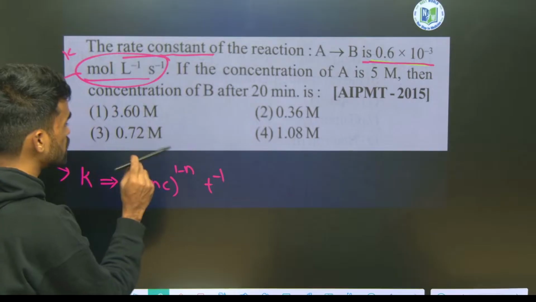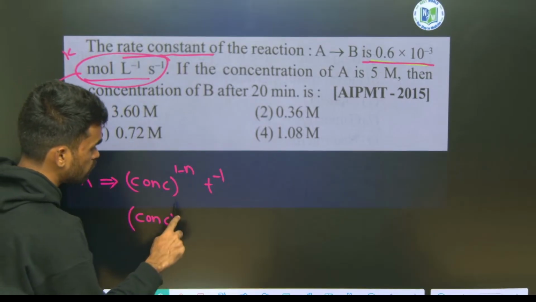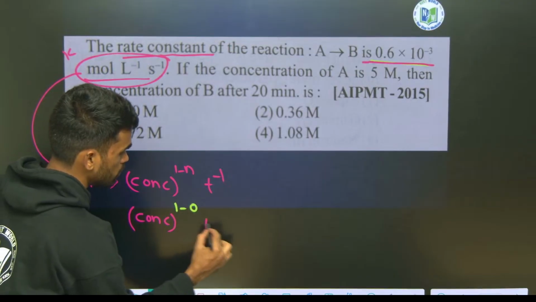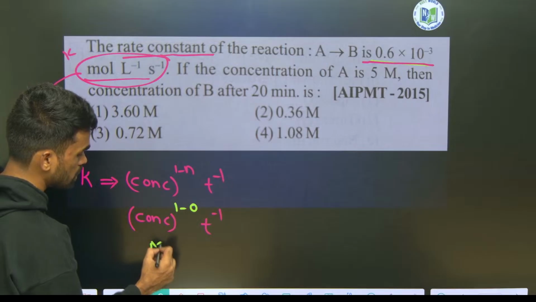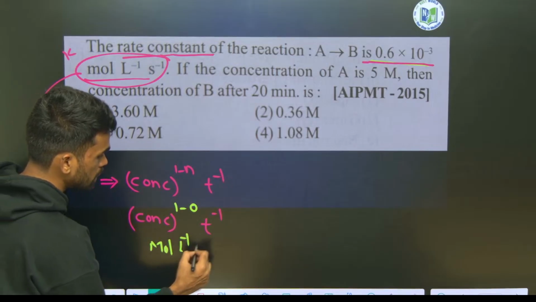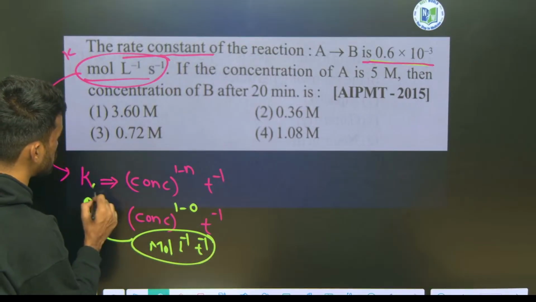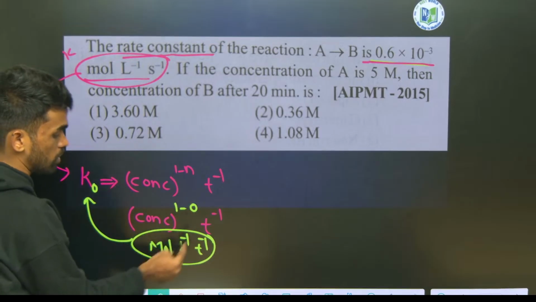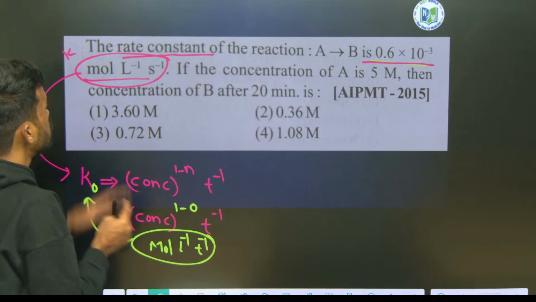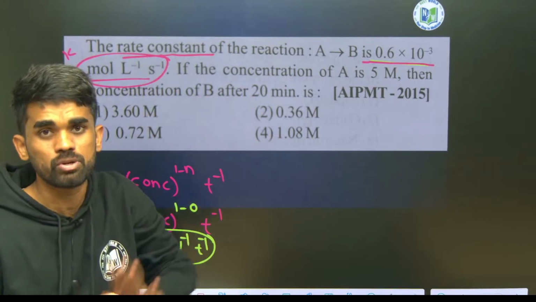If it is zero order reaction, what we are going to get? Concentration power 1 minus 0 into time inverse. Okay, so we are going to get concentration, that is molarity, that is mole per liter into time inverse. So this will be the units of zero order reaction. Like this you need to substitute n value and you need to get the units of this rate constant, so that you can identify what is the order of this reaction. That is the first step you need to do here.